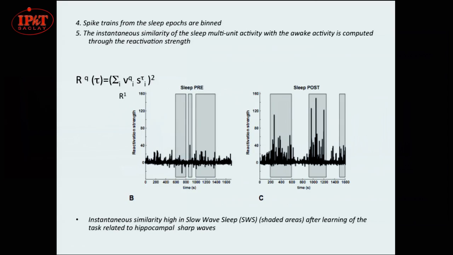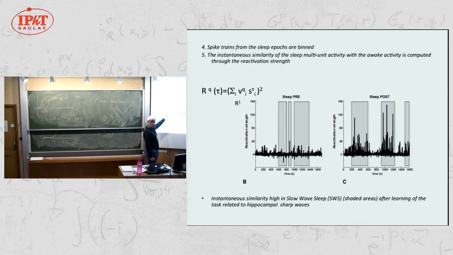So what you see here is what they call reactivation strength, which is actually the dot product between the top component of the correlation matrix during the task and the activity at time tau during the sleep. This is the sleep before learning and the sleep after learning. Oh, no, this is just the dot product, sorry. This is the dot product. Okay, so what you see is essentially 0 with some fluctuation.